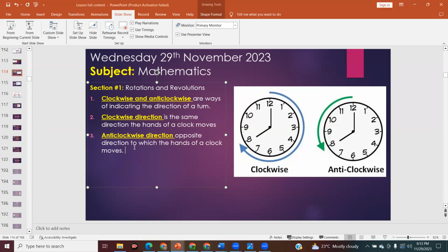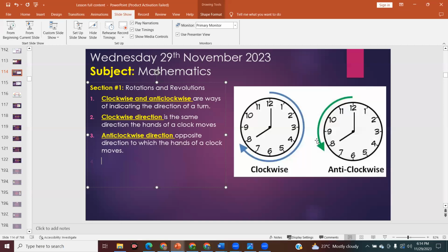All right, and so clockwise and anti-clockwise direction are ways that we can indicate the direction of a turn. So we can say turn clockwise, or we can say turn anti-clockwise. Inside of your exam, they might say something is moving in an anti-clockwise direction. You know that they're talking about the direction that's opposite the direction of a clock. And if they say clockwise direction, you know they're talking about it going in the same direction as the hands of a clock, right? Does that make sense to you? Yes, sir. All right, good.